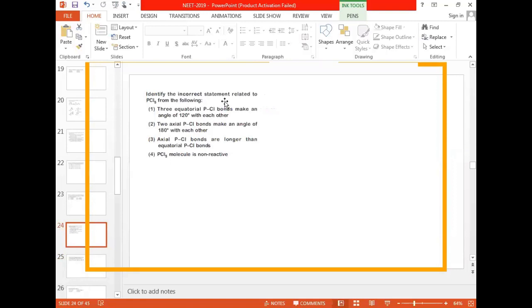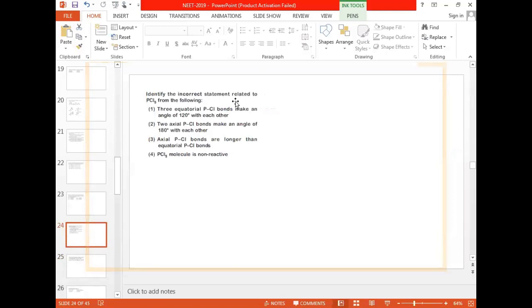What is the first one? 3 equatorial PCl bonds make an angle of 120 degree with each other. The second one, Option 4 is wrong. Very good, excellent.